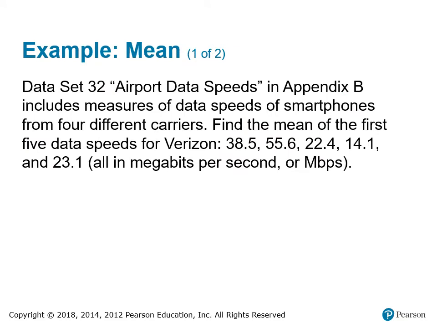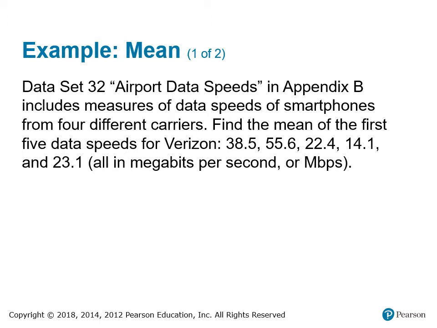So here's an example. Data Set 32, airport data speeds in Appendix B. This is just telling you it's in the back of the textbook. There's a whole bunch of data sets. We're looking at data set number 32, which has to do with airport data speeds. They looked at data speeds on a bunch of smartphones, and they looked at it for 4 different carriers. So we're just going to focus on Verizon for right now.